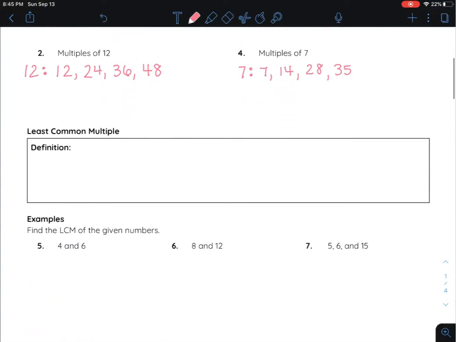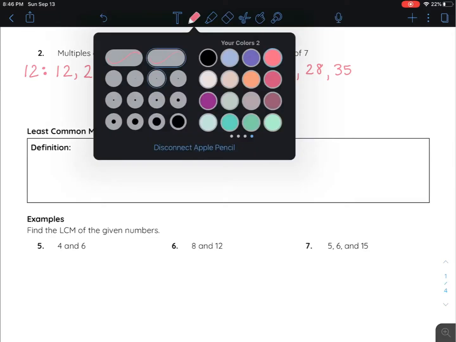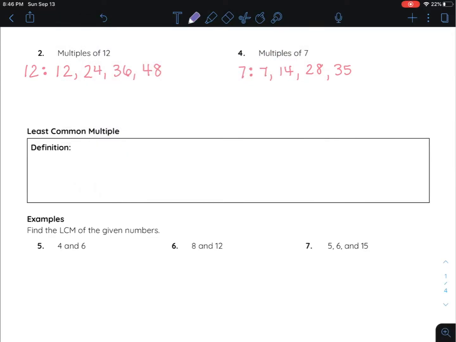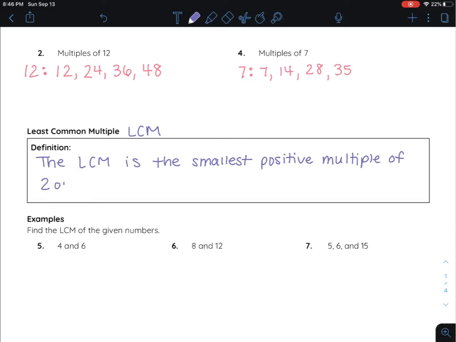Okay? All right, so the next thing is basically what's the purpose of knowing what a multiple is. One thing we use this for in 6th grade is called least common multiple, okay? And we're going to shorten it to LCM, okay? So the LCM is the smallest positive multiple of 2 or more numbers.